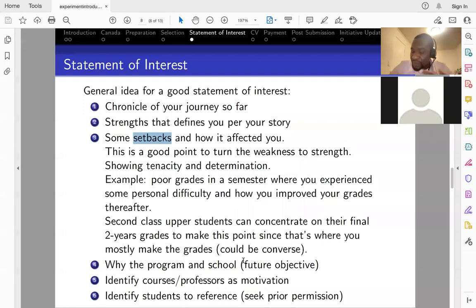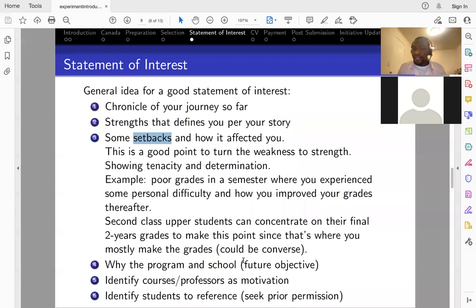In your statement of interest, you might also want to mention why you are choosing the program and the school, and what you think might fit into your future objective in terms of your selection of the program and the school. So that's one thing you probably want to mention within your statement of interest. Again, you can identify a couple of courses or professors, mention them briefly. If they don't need any professor to supervise you, mention the courses briefly, go like, this course, I'm very interested in it. This is what I think might be of great importance to me. Give me the opportunity and I'm not going to disappoint you.